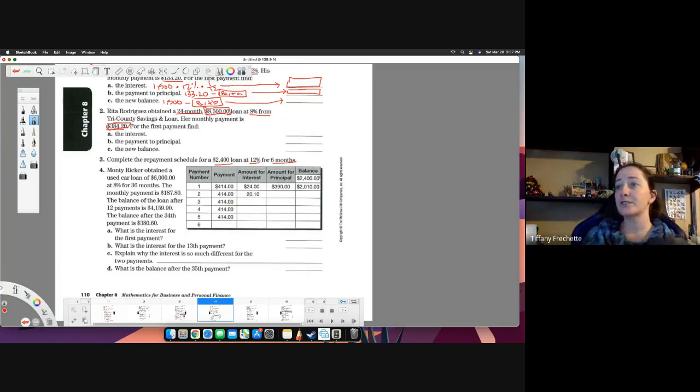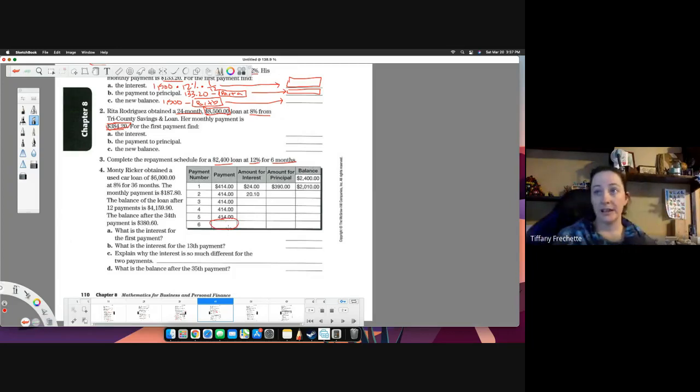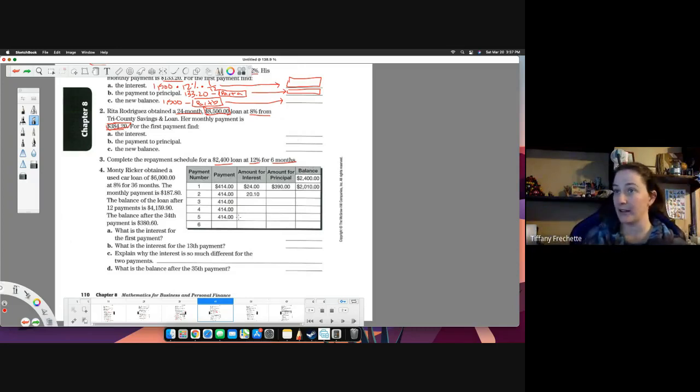So for this first one, here's our starting balance. They put it in there for us. And then they're telling us the payment amount here. If you notice, all of these are exactly the same. So this column should also be the same, with the exception of the last payment, which might be a little smaller because it's paying it off. So be careful. Don't just automatically put 414 in there. It might be a little different because it's the last payment. That's why they leave a blank there.